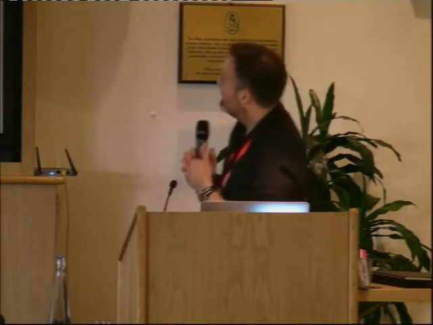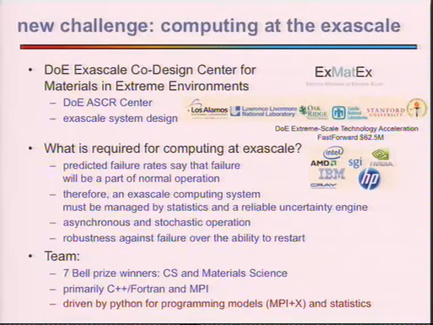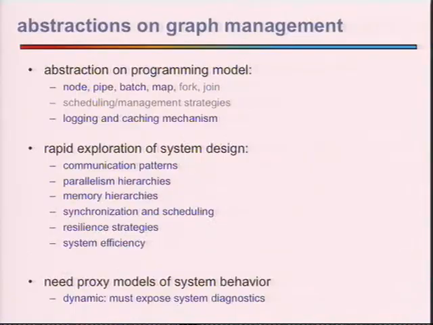So now our new challenge is working with the XMedX project, IBM, HP, etc., to build computing at the exascale, to design machines for that. The team is a bunch of Bell Prize winners. It's primarily C, Fortran, materials language, but it's driven by Python programming models and statistics. So Python can be used for HPC, but we need to make sure that object serialization is part of the language. I'll skip that stuff. What can we do?